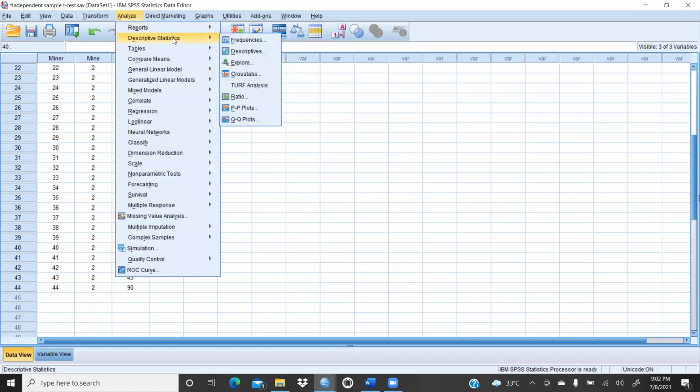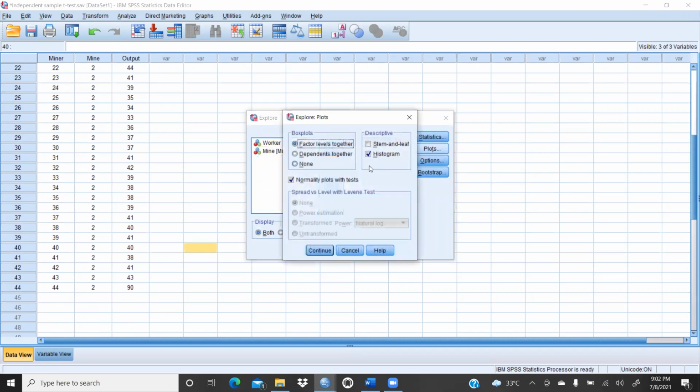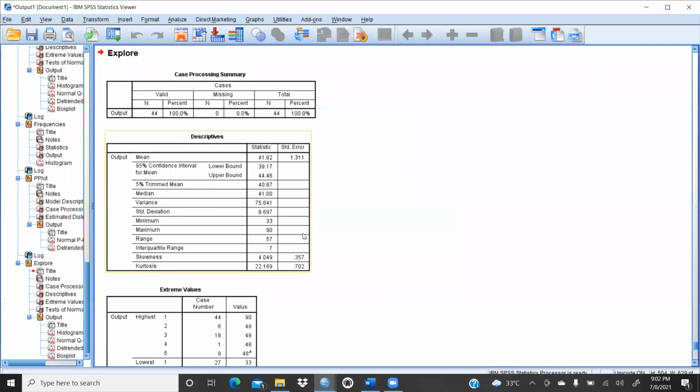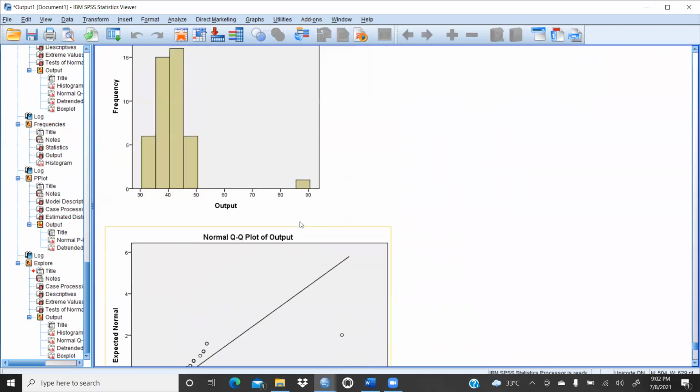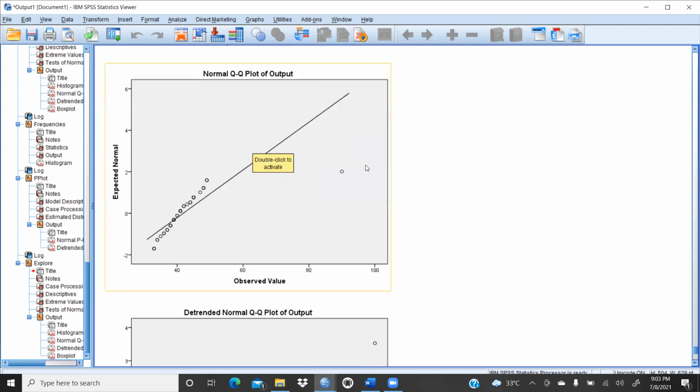Analyze, descriptive statistics, and explore. And again we have to shift this data, and we have to go to plots. Histogram, normality, continue, statistics, again outliers, and we will press OK. Now you could see here this data is right, because the 90 value shows an outlier. This data is an outlier, away from this line.